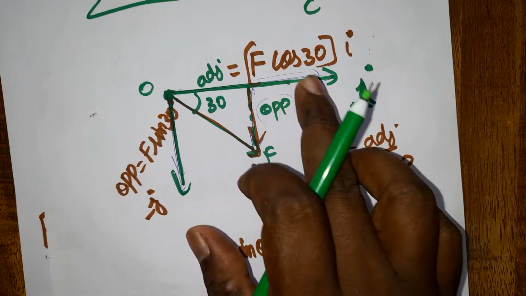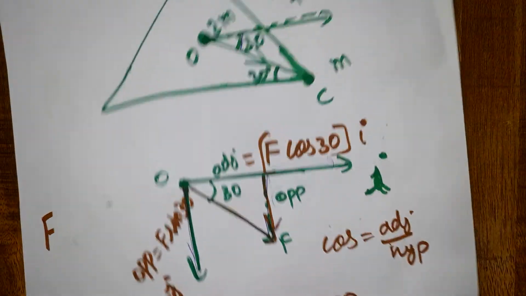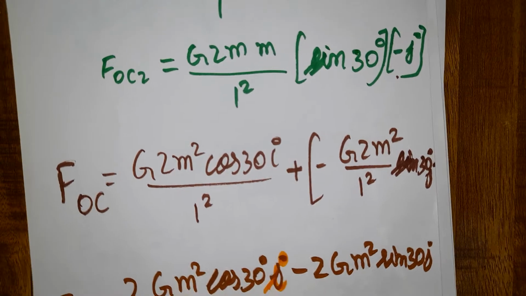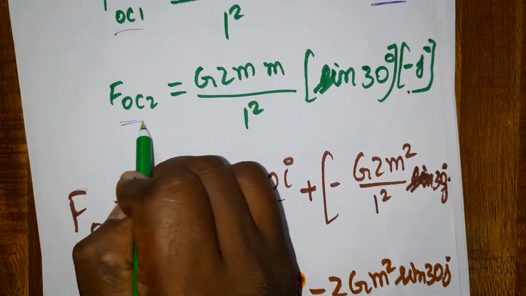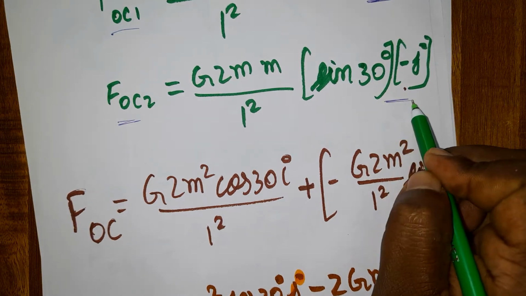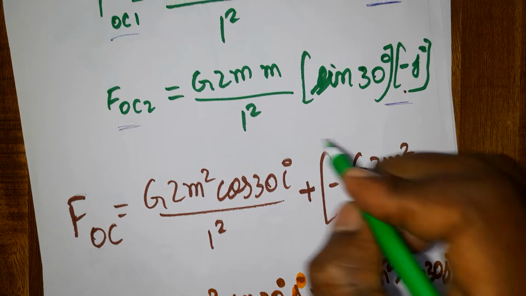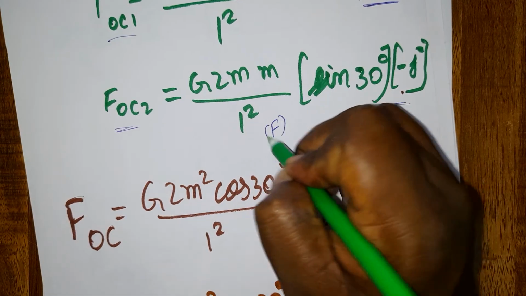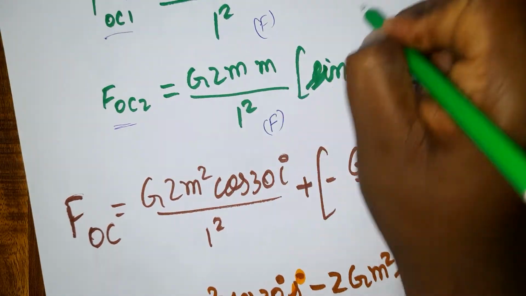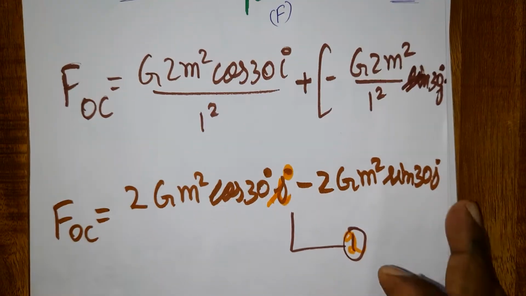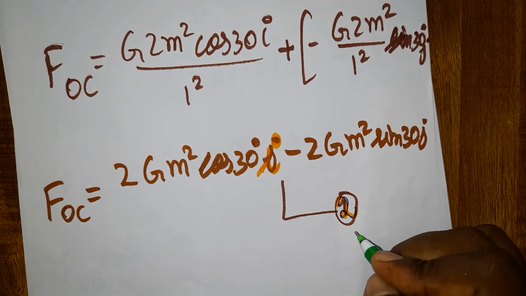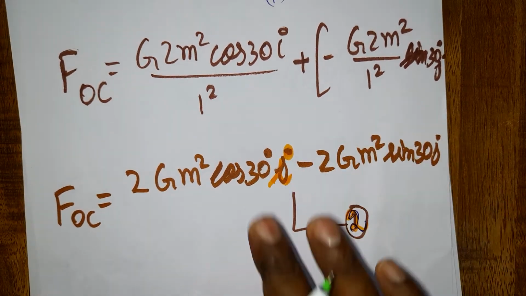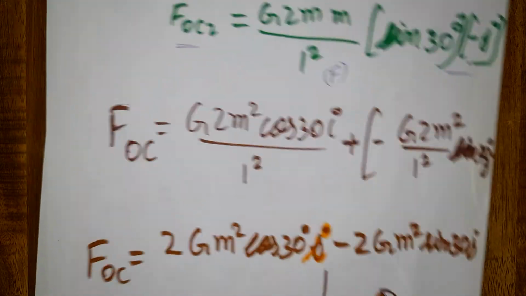Now I am writing positive I and negative J, both combined together, as an equation. OC1, the first force, is positive I, and the next, OC2, is negative J with sin 30. It is called F. So F times cos 30, F times sin 30. Written together, I am going to call this equation number 2. Same equation, I just substituted, and then I got this much.